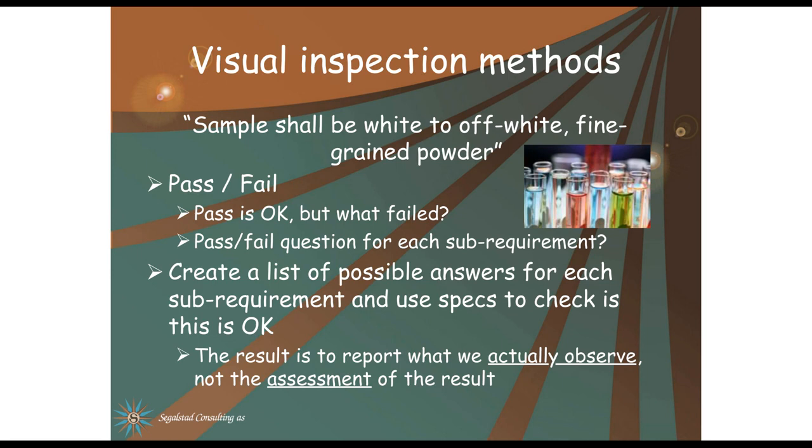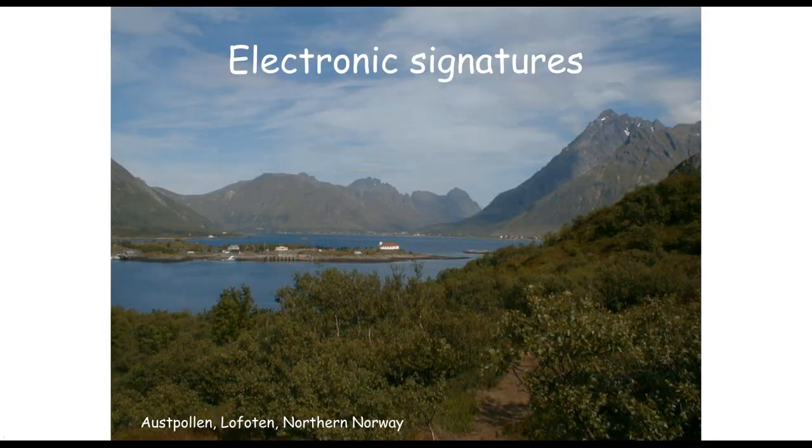If we later have to change the spec and run the sample against the new spec, we can see if it is still good. You cannot do that with a pass-fail result. Another thing is that we may want to run trends on the sample, and a trend with pass, pass, pass is not very useful. A trend with white, white, off-white, white gives information.